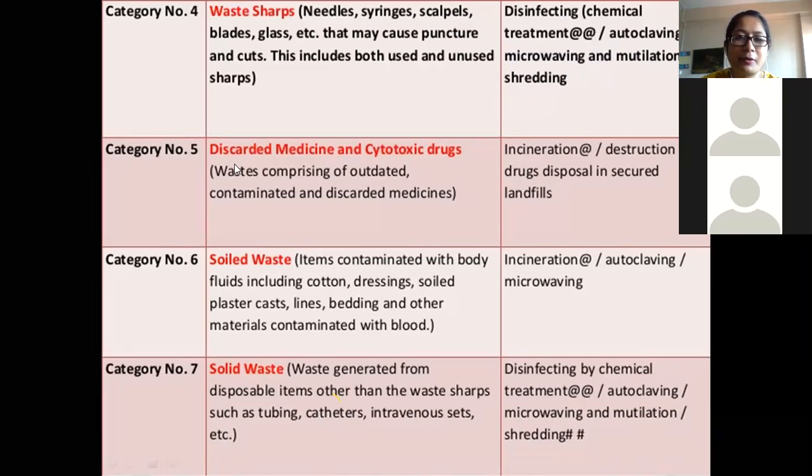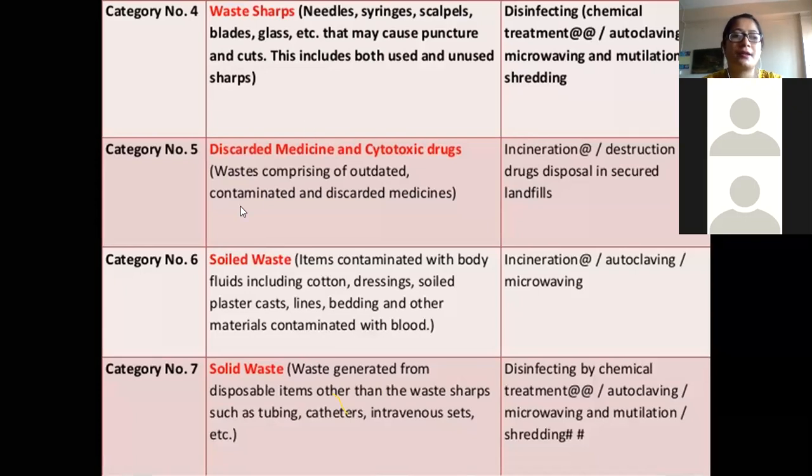Then next, category number 5, discarded medicine and cytotoxic drugs. For medicines, the methods are incineration or deep burning, and destruction, with drugs disposed of in secure landfills. Some drugs may be mixed with the land, and after that they are helpful as a source of nitrogen, like chemical fertilizer. It's helpful for some trees also, so we can use it for gardening.